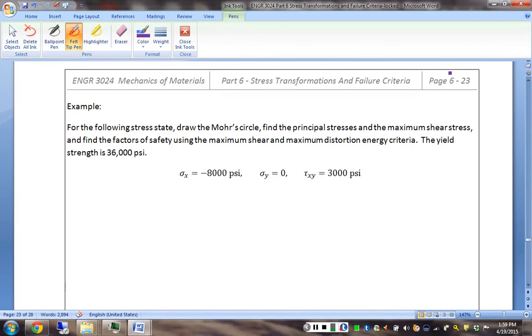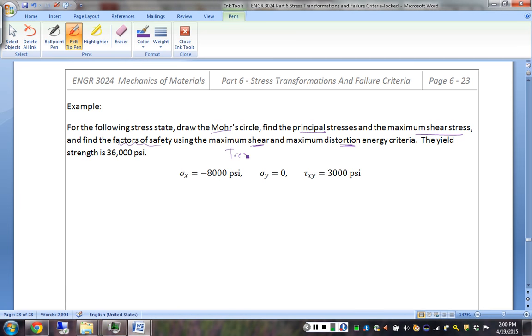Alright, this example starts on page 6-17 of the course pack. For the following stress state, draw the Mohr circle, find the principal stresses, find the maximum shear stress, and find factors of safety using maximum shear and maximum distortion energy. This is Tresca. This is von Mises. The yield strength of the material is 36,000 psi.